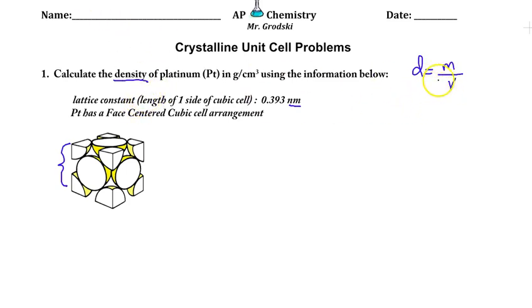When we do density, it doesn't matter the size of the sample, but since we're dealing with the unit cell, we're going to find the mass of the unit cell. Now, to find the mass of the unit cell, we have to figure out how many atoms can fit in this.